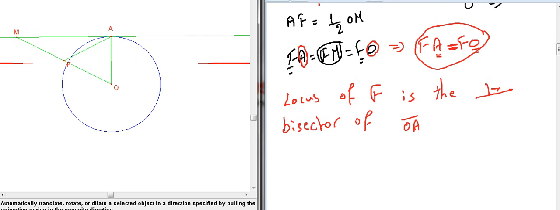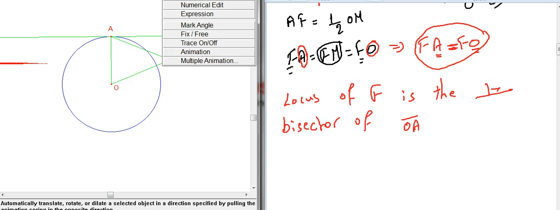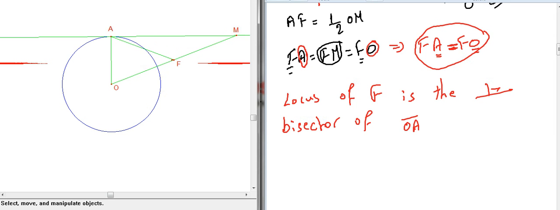If M moves anywhere on line N, then what is happening here? F is tracing a line. So the locus is a straight line, right?